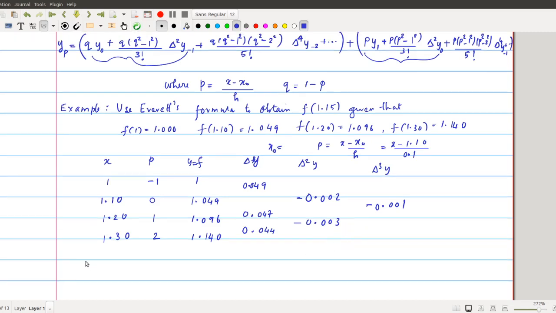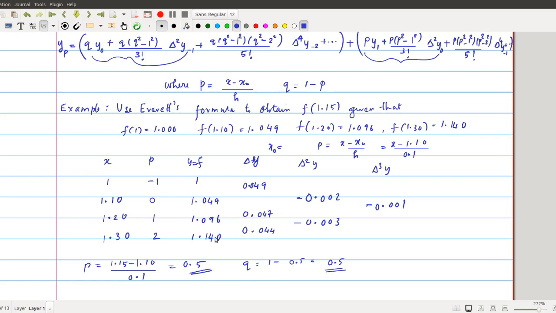Now you evaluate the value of y at x equal to 1.15. So the corresponding p will be 1.15 minus 1.10 divided by 0.1, that is equal to 0.5. So this is the p value. The corresponding q value will be 1 minus 0.5, so that will be 0.5 again. So this q value and p value are the same. Now you evaluate this formula.